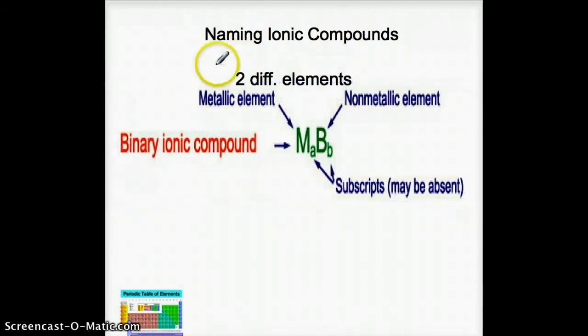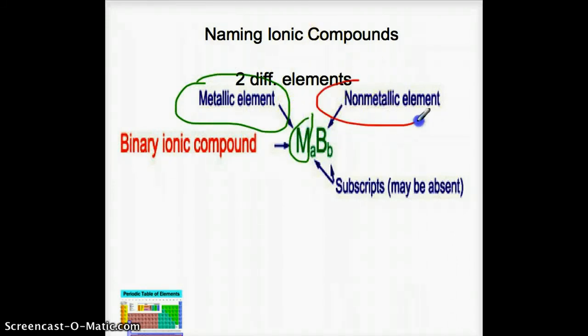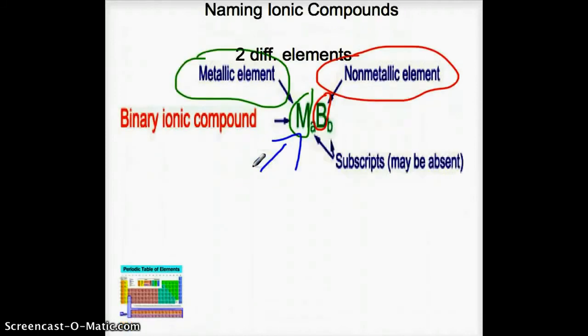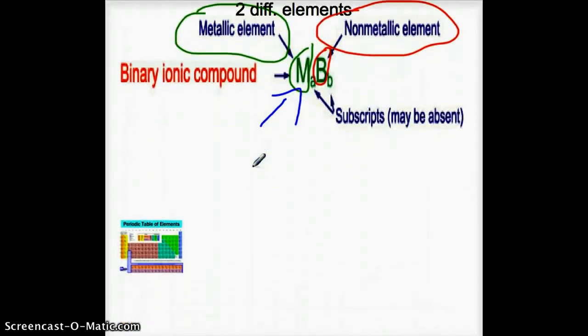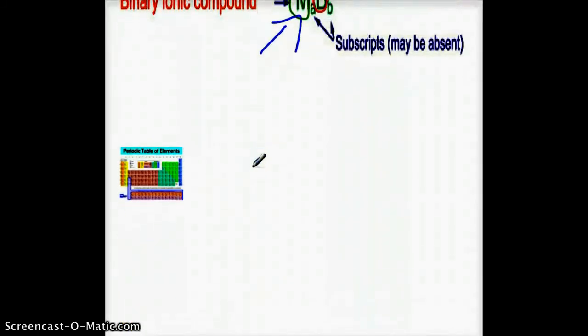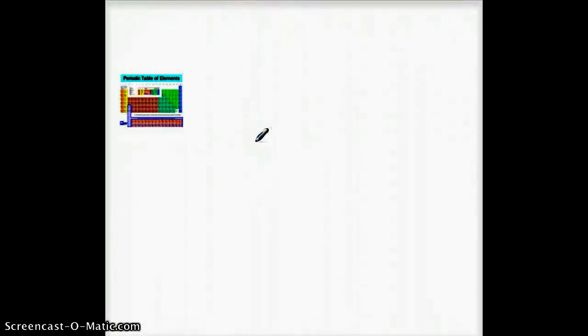Here we see that there are definitely two different elements, one being a metal element, which in this case is M, and the other element being non-metallic, in this case B. Keep in mind that the metal element is always listed before the non-metallic element. Let us now move on to knowing that a regular binary ionic compound always contains a metal and a non-metal.